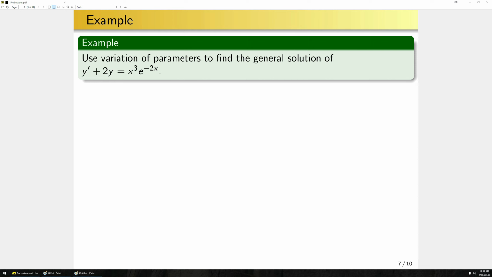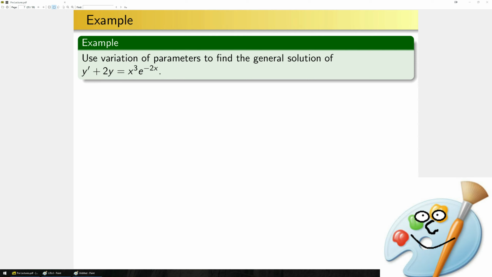This method, as of now, only works within these type of equations. You can generalize it, and we will, but yeah. Okay, so let's go over to Mr. Paint and ask him how we solve this.